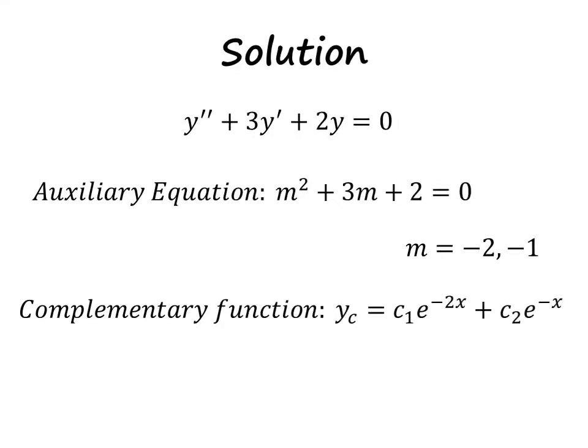Solution. First, we need to solve the associated homogeneous differential equation y double prime plus 3y prime plus 2y equals 0. Its auxiliary equation is m squared plus 3m plus 2 equals 0. And the roots of the auxiliary equation are m equals -2 or m equals -1. Therefore, the complementary function yc is equal to c1 e to the power of -2x plus c2 e to the power of -x.